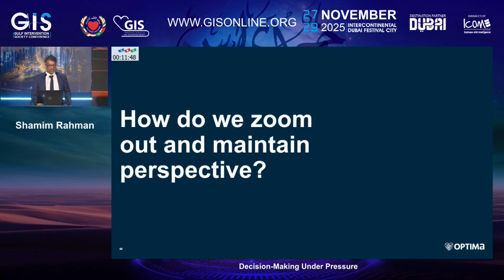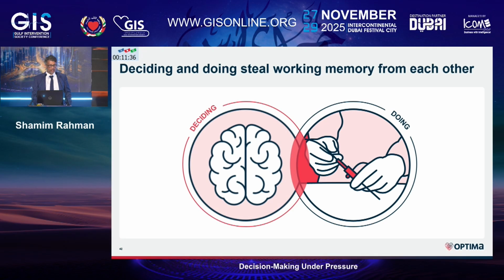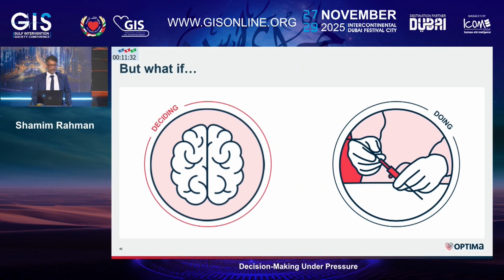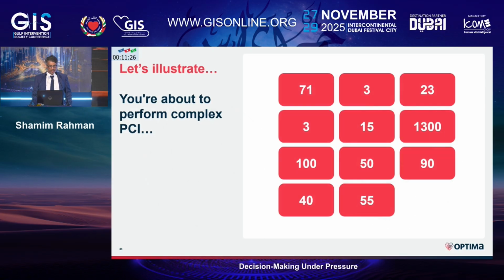So how do we tackle this? We've got to try and zoom out and maintain perspective. Well, firstly, it's important to recognize that these are overlapping challenges. Deciding and doing share the same cognitive space. And what we're trying to do is separate these out. So what if we could decide before we started doing? Take the gloves off and then make a decision.